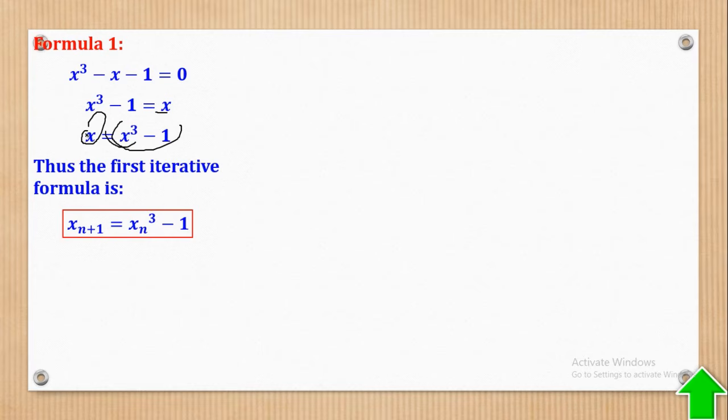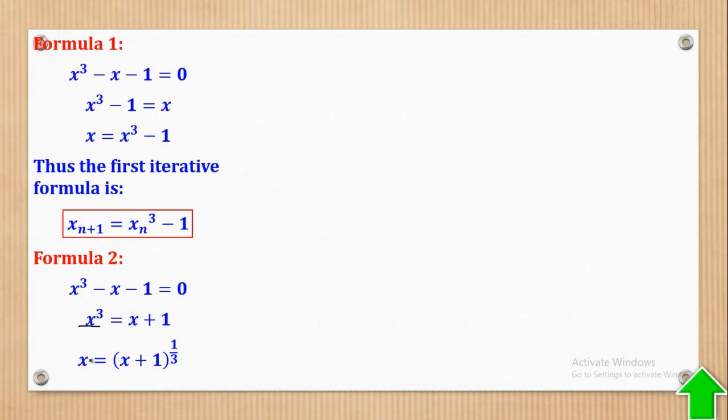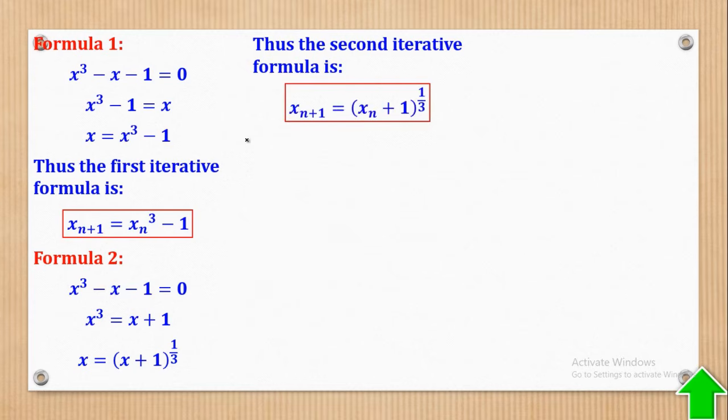What if I choose to first make this x cubed the subject? I have to get the cube root on both sides. So when I get the cube root on both sides, this x cubed will become x and this one will become (x plus 1) to the power of a third. Now when I do that, it means that the second iterative formula is equal to this. As simple as that. So that is how you get the general form iterative formula. You just look for a way of making one x the subject and put all the rest of the terms on the other side.